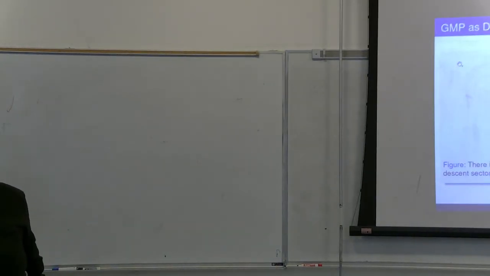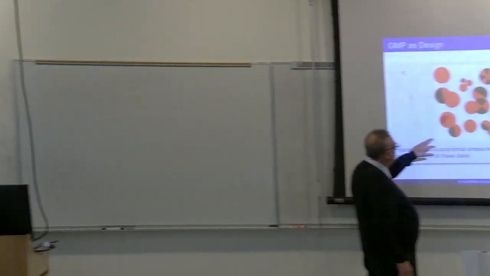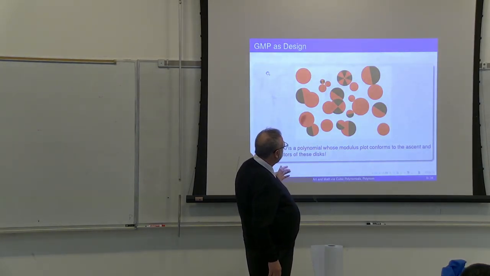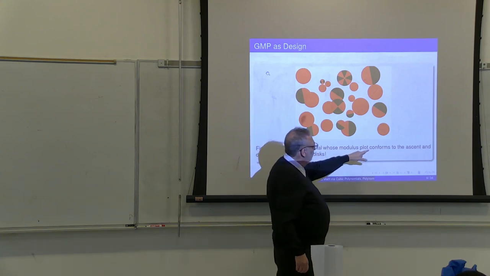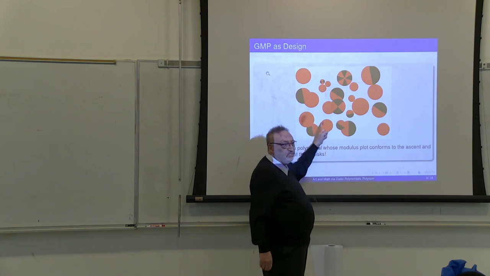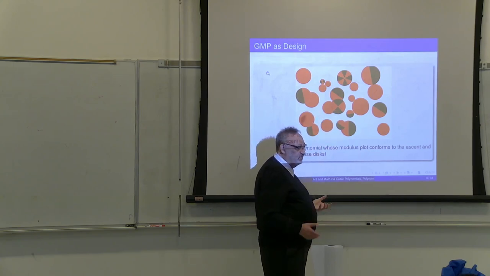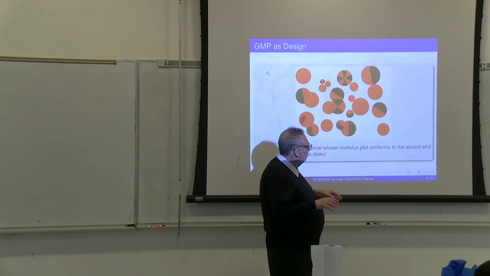So, now, if you just draw these things, just like this, you get, so I put these randomly, but it turns out there is a polynomial whose modulus plot conforms to the ascent directions given here. Maybe there is more, but it will have at least these ascent and descent directions. But the formula could be complicated.